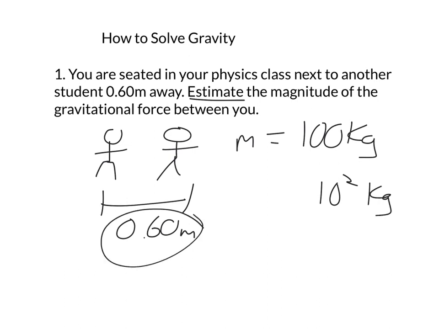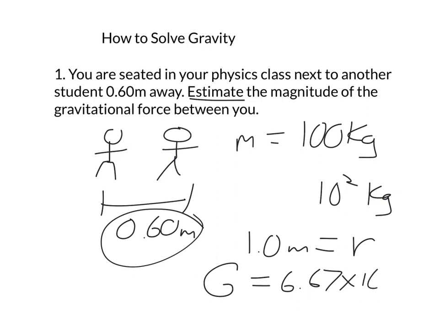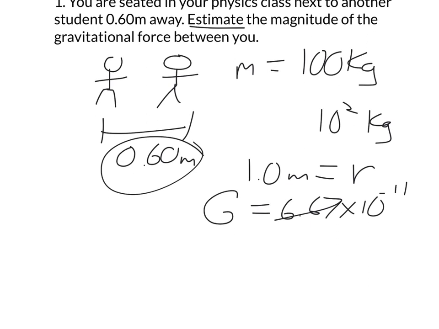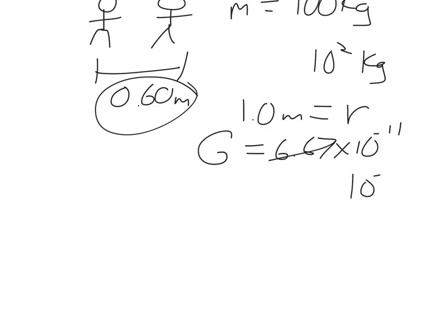This is 0.6 meters. That really rounds to 1 meter, or, well, let's just do it as 1 meter. You could do 10 to the 0, but that's fine. And we're going to call that the radius between you. Whenever we're talking Newton's law of gravitation, instead of a delta x, it's an r. And then we have G. Big G is, of course, 6.67 times 10 to the minus 11. And that can round to 10 times 10 to the minus 11, or, I'm going to give myself some room, that rounds to about 10 to the minus 10-ish.